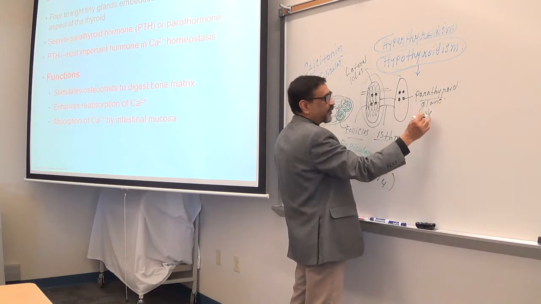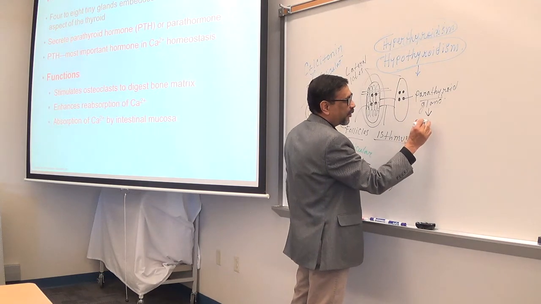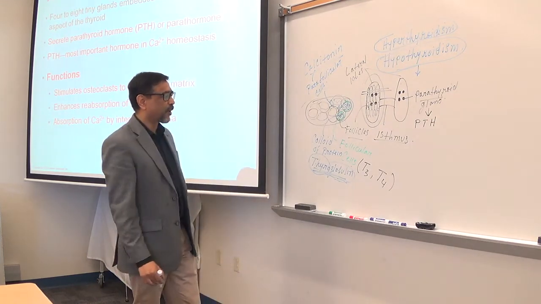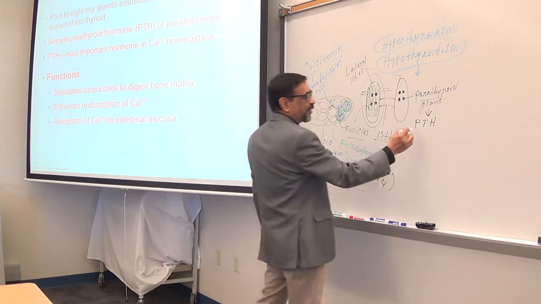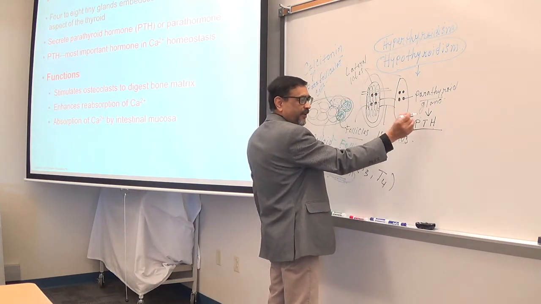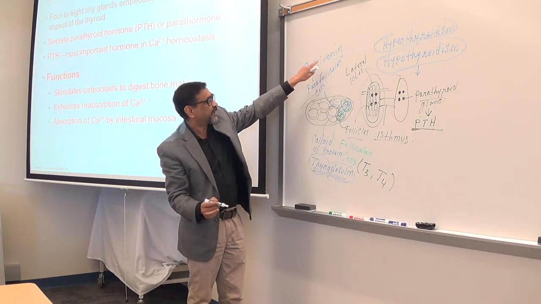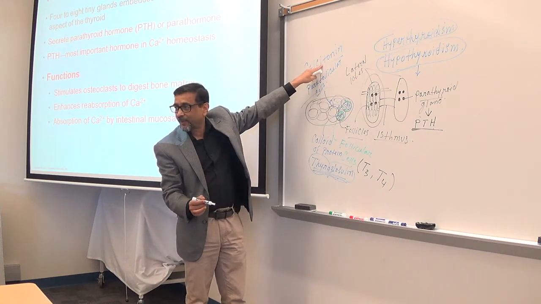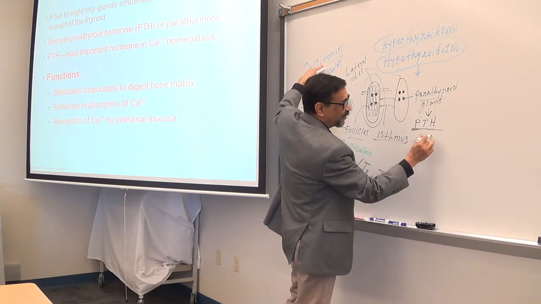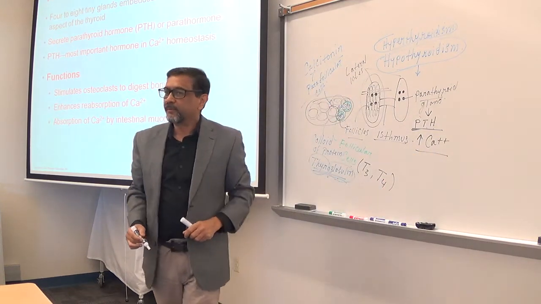Why? Because the hormone produced by these glands is called parathyroid hormone or PTH, also called parathormone. Same thing. PTH, parathyroid hormone or parathormone. Why is this hormone very important? Because this hormone just works opposite of this. This one lowers the calcium, remember? And this one does what? Increases the calcium in the blood. Very important. Make sense?